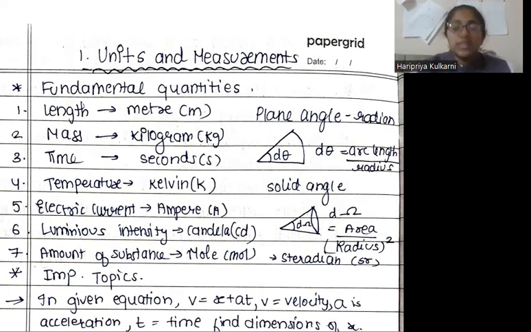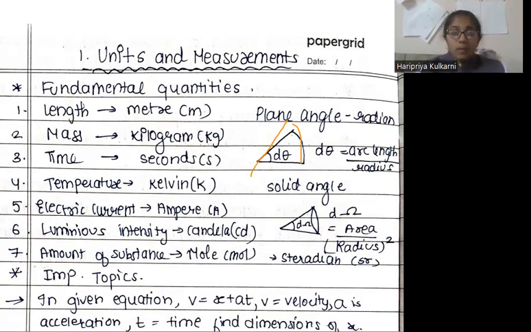Okay, we can measure the theta or d theta as arc length by radius, right? So this is the arc formed, and this is the radius. Okay, now coming to solid angle. So I consider a sphere, for example, a football or a basketball, right? Those all are spheres, right?